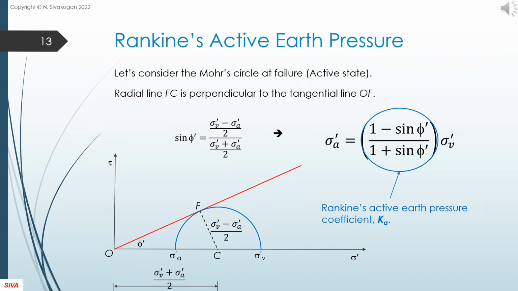Let's have a good look at the Mohr's circle at failure. Here, sigma A dash is the effective horizontal earth pressure at the active state. We can show that sigma A dash is equal to a constant Ka times sigma V dash. The constant Ka is called Rankine's coefficient of active earth pressure.